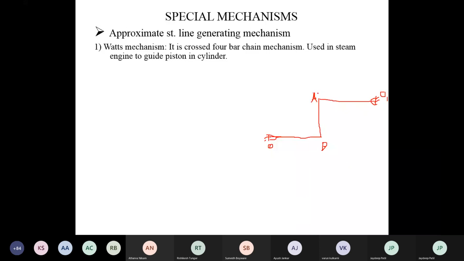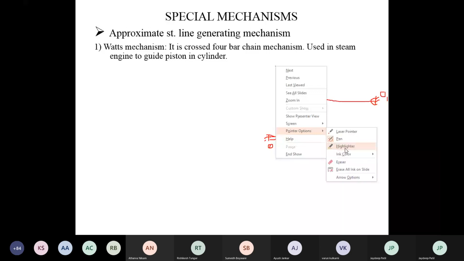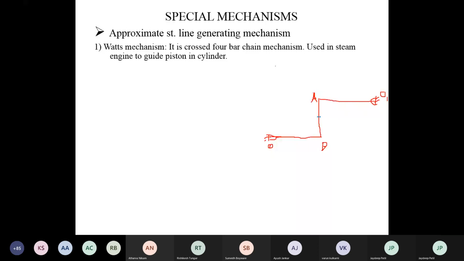Now, how does it generate or trace an approximate straight line? Take any point P on the link AB. This point P traces an approximate straight line when you maintain the ratio PB upon PA equal to O1A upon OB. When you prove that PB upon PA is equal to O1A upon OB, then you can say that P traces an approximate straight line.